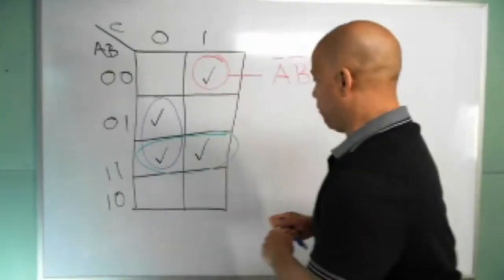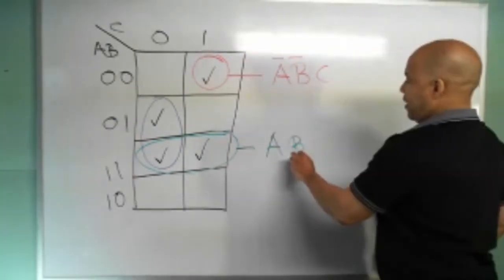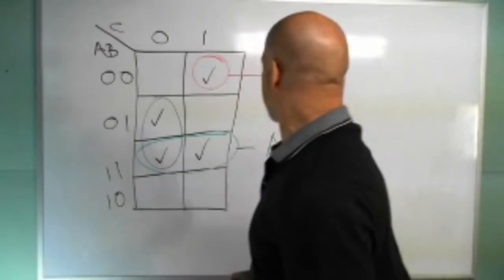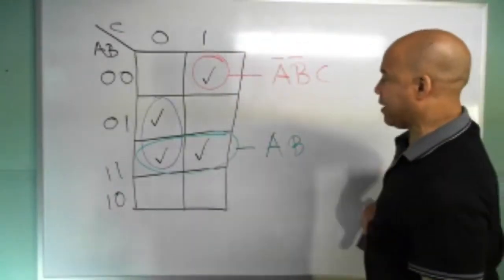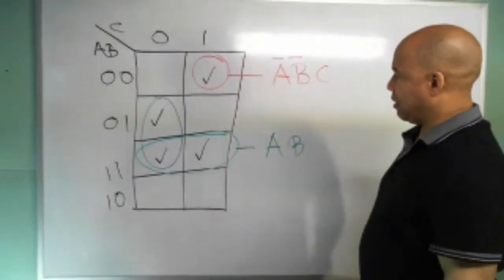Do the green one first. I got A, B, C. Of course, anytime you move horizontally in the 2x4 K-map, C is going to be the one to drop out. And A and B are 1, so I'll leave them unknotted.